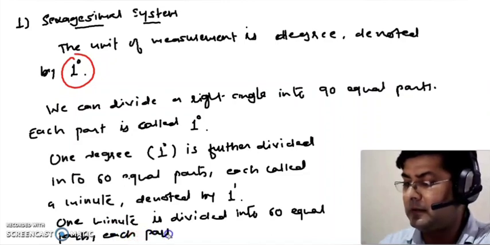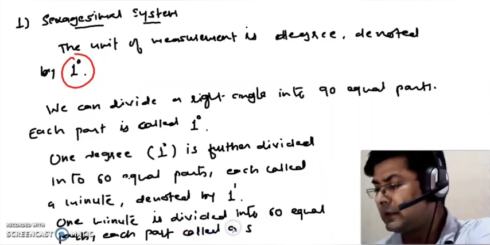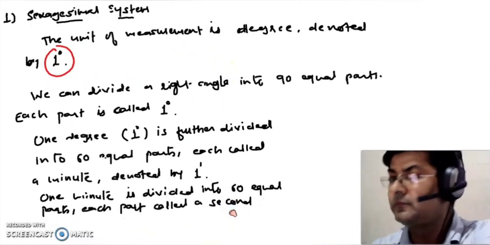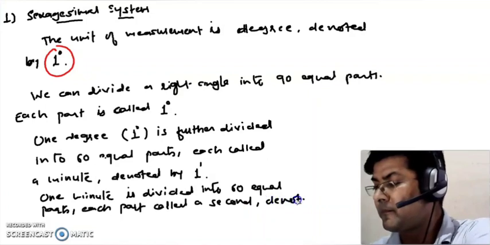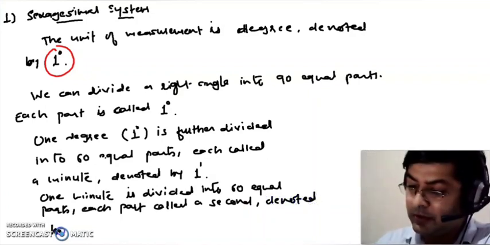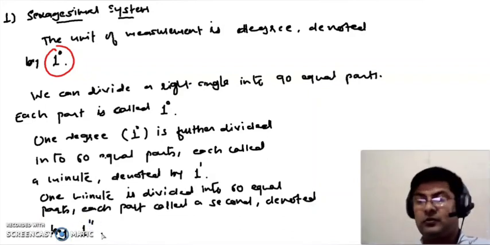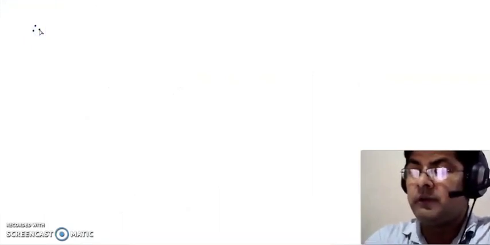Each part is called a second, which is denoted by this symbol. Clear? Okay, so we have one right angle. We can write in this way.